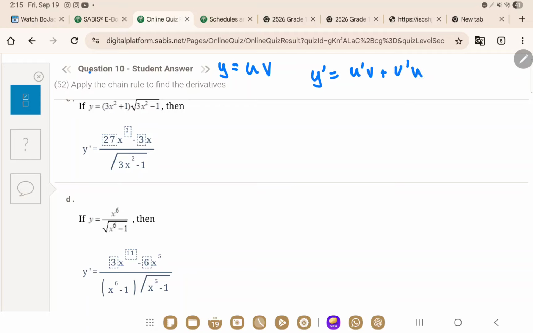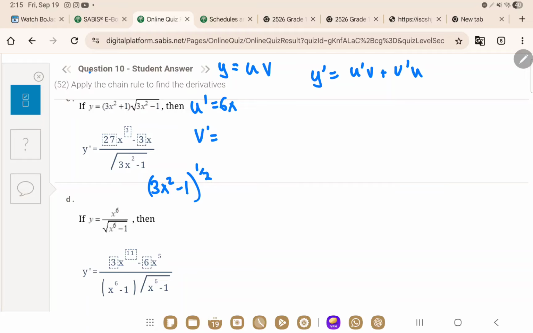Now, to solve this, we first need to do u prime v. So, 3x squared plus 1 is u, and u prime is 6x. Now let's multiply it by v. Or you know what, first let's derive u and v. So u prime is 6x. For v prime, we need to use the chain rule, because v is 3x squared minus 1 to the power half.